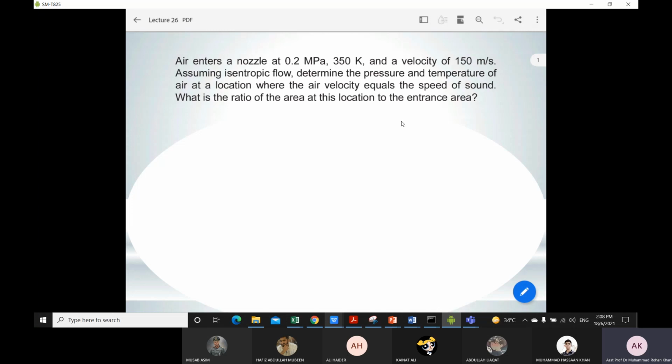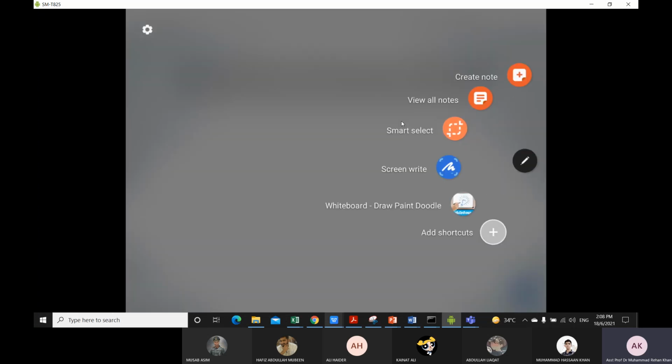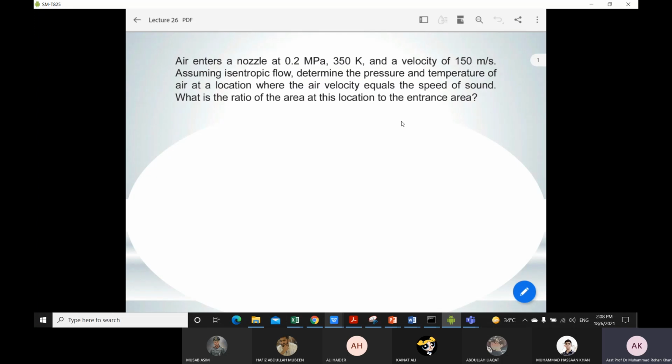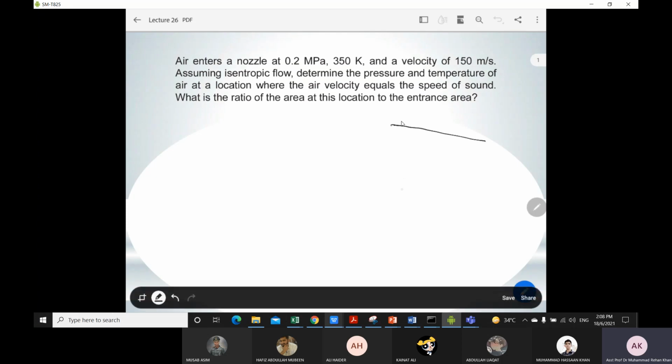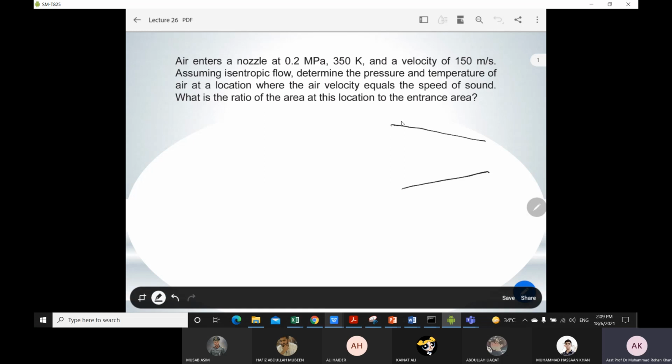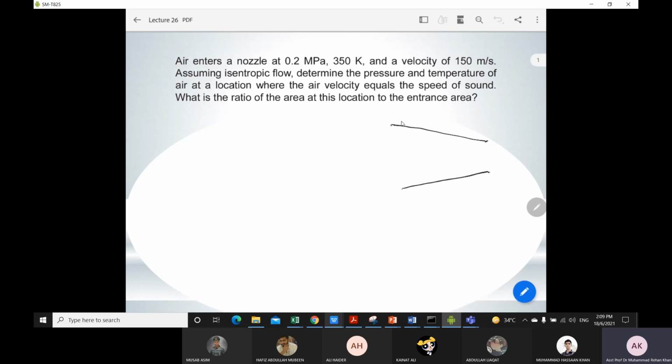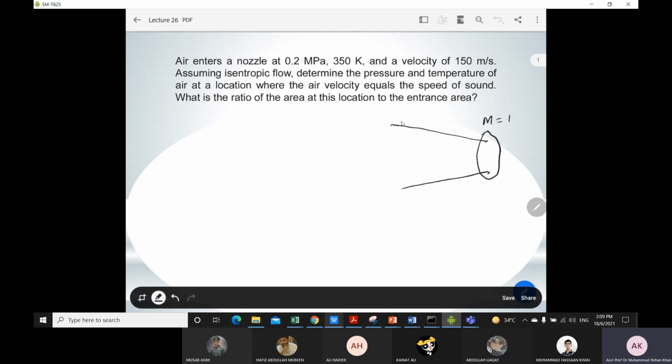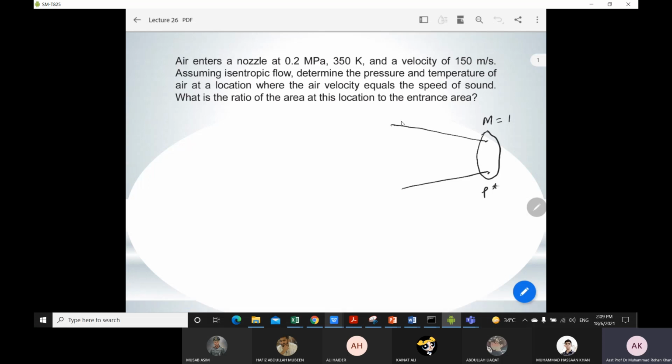From this question you can judge that, for example, if this is your nozzle, at some location the Mach number becomes equal to 1, or air velocity equals the speed of sound. This area we call the throat area. I already told you that at this area, the Mach number equals 1. So our main target is to find P star and T star.